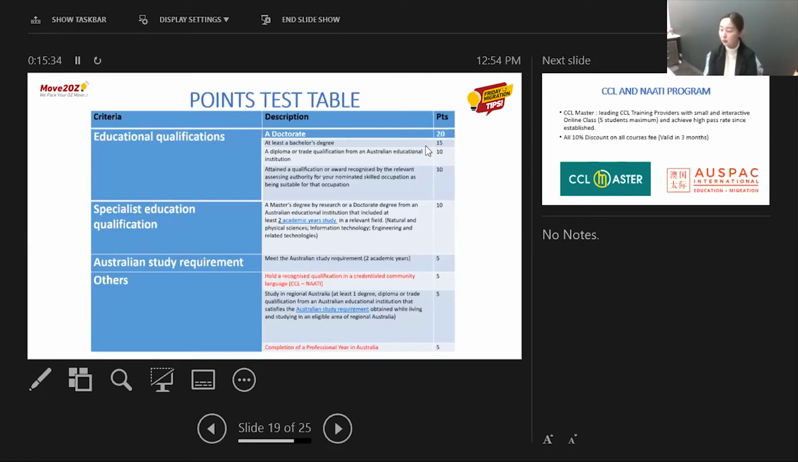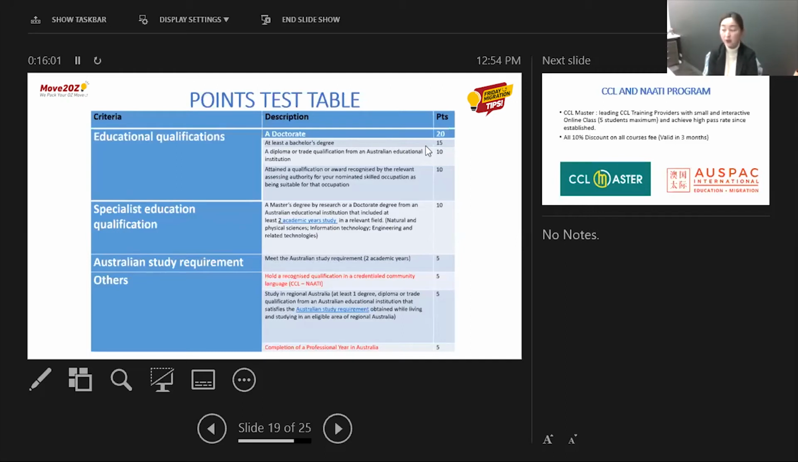Next one is the Australian study requirement. If you have studied in Australia for 2 academic years, by 2 academic years we're talking about 92 weeks. If you have completed 92 weeks of study in Australia and get an award or a qualification, then you'll have 5 points for Australian study. So this one is quite easy to understand, I think.